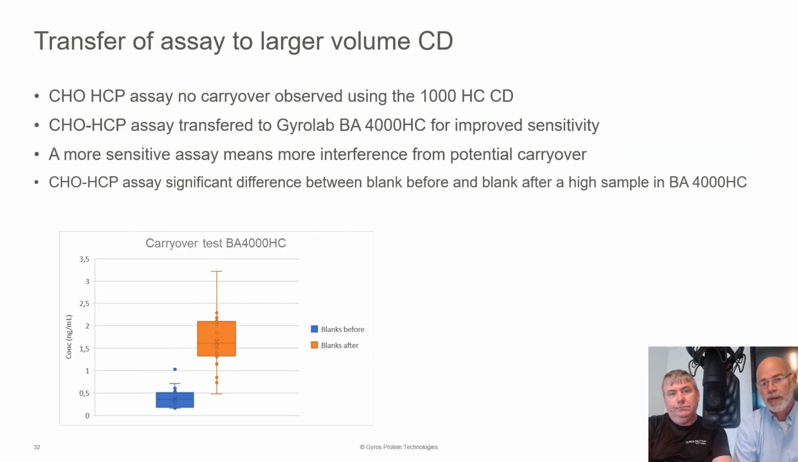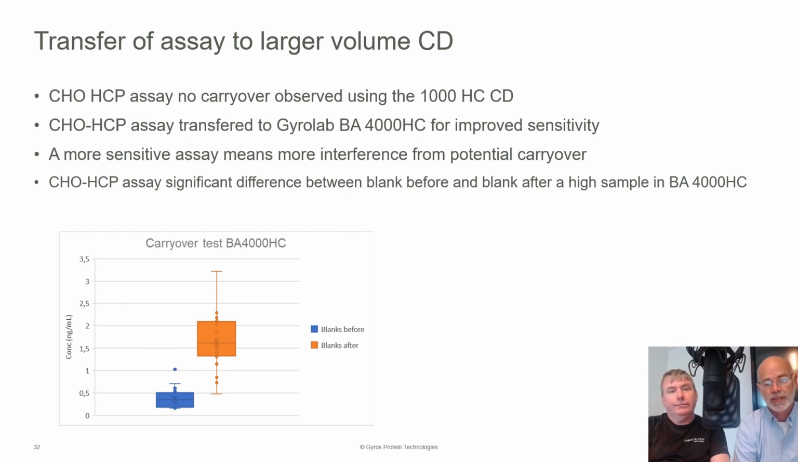So here, when you transfer an assay to a larger volume CD because you're wanting to improve the sensitivity, one of the risks is that you're going to uncover some problems that you didn't see with the less sensitive assay. So again, no carryover was observed using the 1000 HC CD, but when they transferred that CHO HCP assay to the BioAffy 4000 HC for improved sensitivity, they noticed that there was a potential carryover.